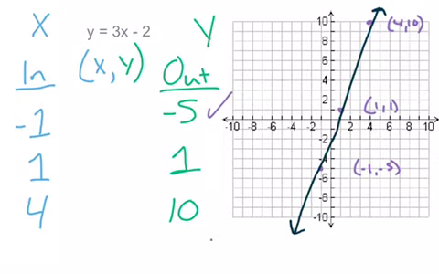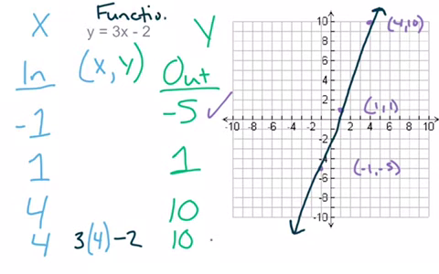And last time what we looked at was with functions. Every time we have the same input, so none of these inputs are repeating, but if I did repeat it, say if I put 4 here again, and if I use this same equation, 3 times 4 minus 2, which I get 3 times 4 is 12, minus 2 is 10. So that means that this is a function because each input has one output.